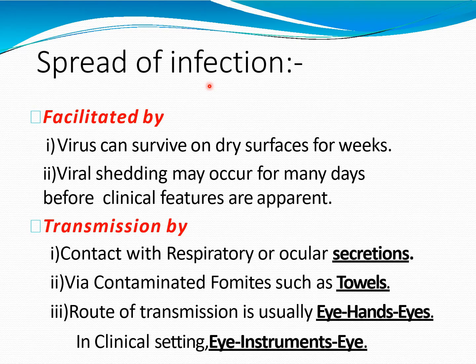The spread of infection is facilitated by viruses which can survive on dry surfaces for weeks, or by viral shedding for many days before clinical features are apparent. Transmission occurs by contact with respiratory or ocular secretions or via contaminated fomites such as towels. Route of transmission is usually eye, hands, eyes, or in clinical settings it can be eye, instruments, eye.